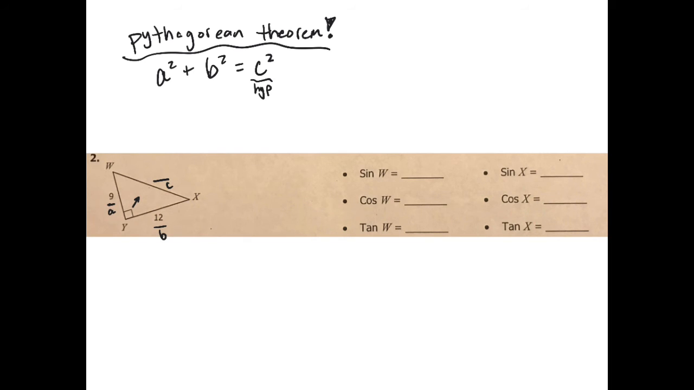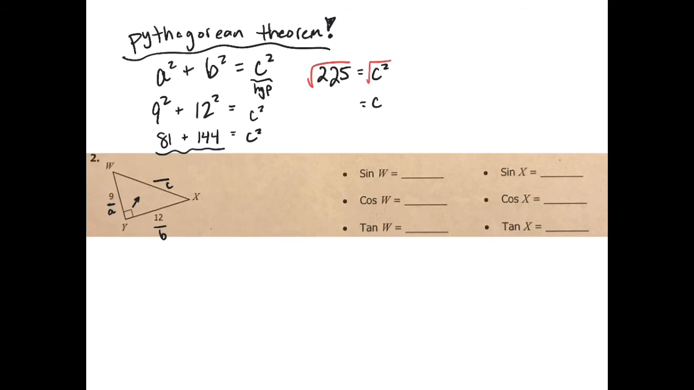So I could say 9 squared plus 12 squared equals c squared. Okay, so that's 81 plus 144 equals c squared. And we can do a little simplifying. 81 and 144 makes 225. And to solve a square, we use a square root. And that comes out really nice because the square root of c squared is just c, and the square root of 225 is 15. So I know that that length is 15.